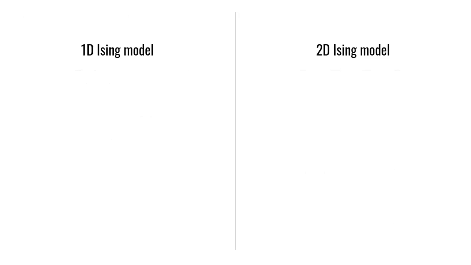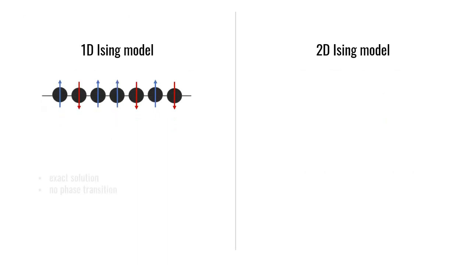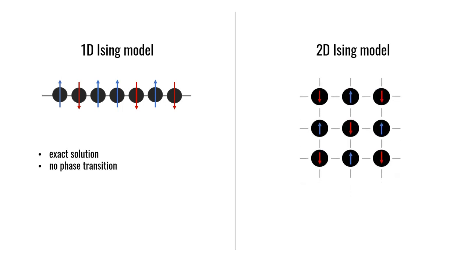There are different geometries in which these entities may be arranged. In one dimension, it is a simple chain that can have free or periodic boundary conditions. The solution shows that it has no phase transition. In two dimensions, there are multiple ways to construct a lattice. A simple way would be a 2D square lattice. Here, the exact solution of the 2D Ising model was solved by Onsager.